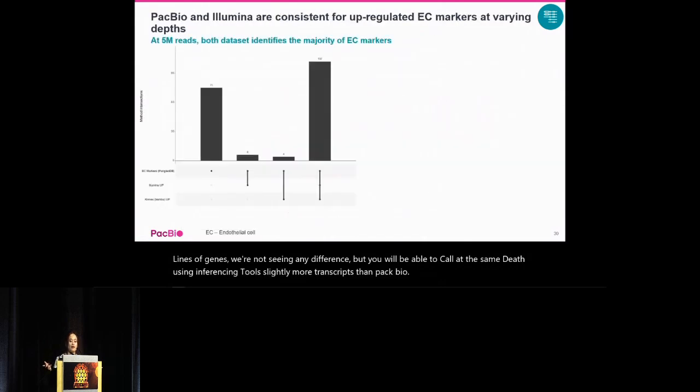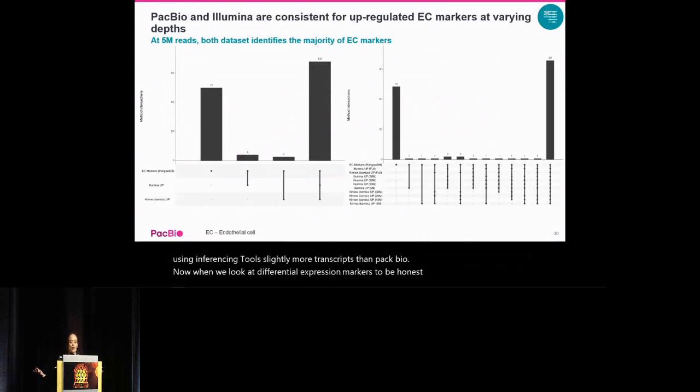Now, when we look at differential expression markers, to be honest, maybe this is too simple of a problem. We don't see a difference. At 5 million reads, we can easily call differentially expressed endothelial markers for PacBio. So I would say the sequencing depth for long-read RNA-seq, at least to me, is just work in progress, because we've just started to be able to generate hundreds of millions of reads this year with the launch of the Kinnex data.